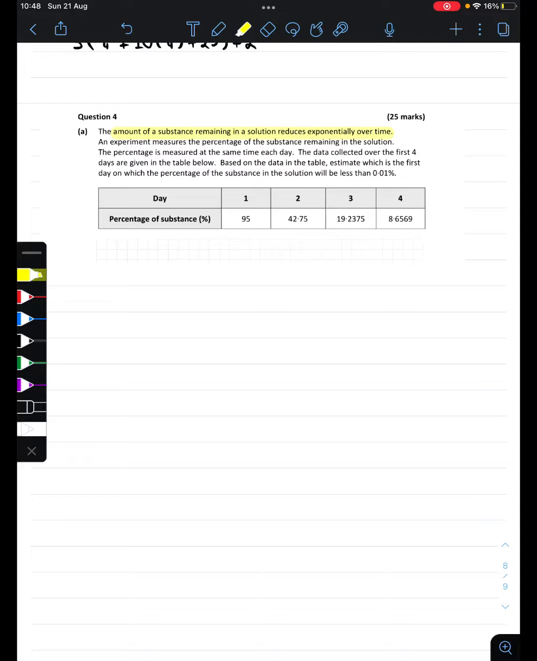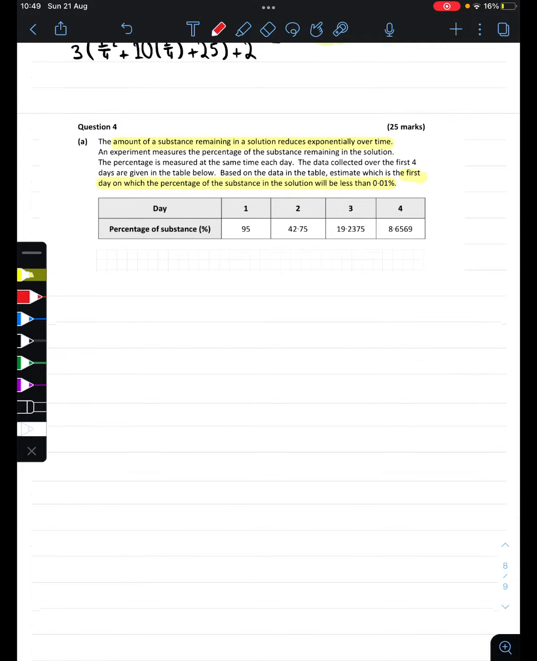Based on the data in the table, estimate which is the first day on which the percentage of the substance in the solution will be less than 0.01%. Okay, so first of all, we should immediately look at the fact that the amount of the substance remaining in the solution reduces exponentially.